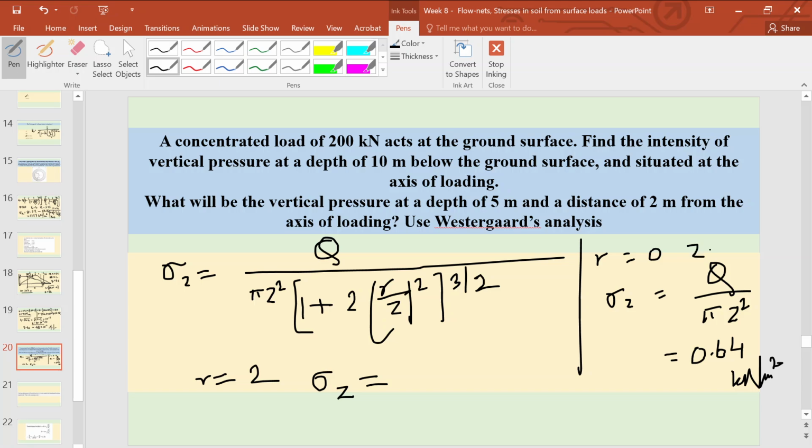Okay, that's a mistake I did. I also do the same mistake like you, but in the first case scenario, Z is 10 meter. In the second case, Z is 5 meter. So putting Z equals to 5 meter.